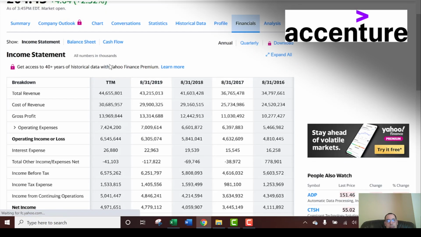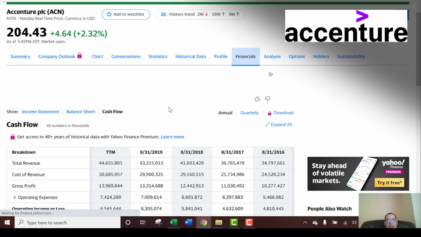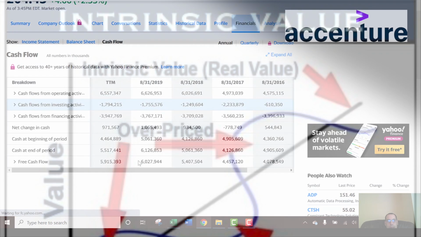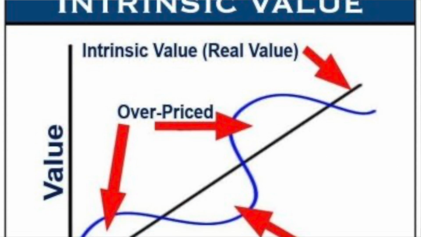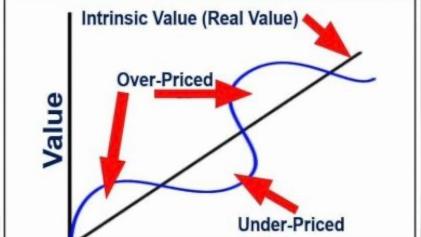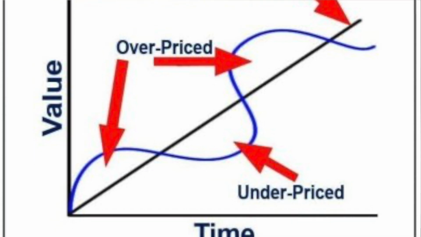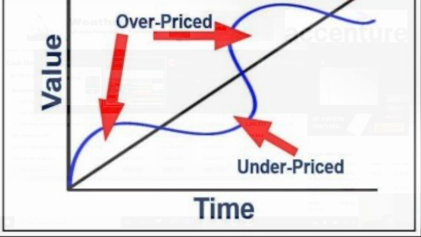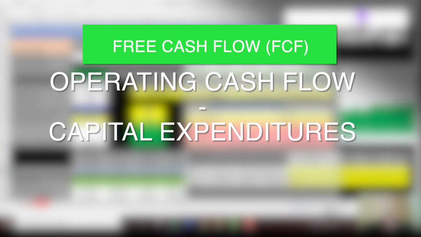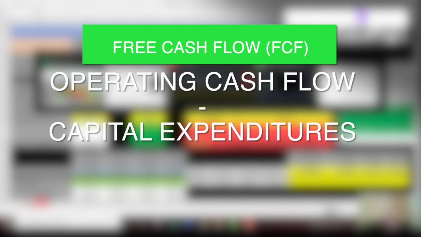Next, we need to calculate the free cash flow, and that's how you identify the intrinsic value of a company. You estimate the future free cash flows of the company, then you discount it back to today, and that gives you the intrinsic value of the company. You divide that number by the shares outstanding, and that gives you the intrinsic stock price. And free cash flow is the best indicator of the health of a company, because that's the actual cash that's left over after operating a business.